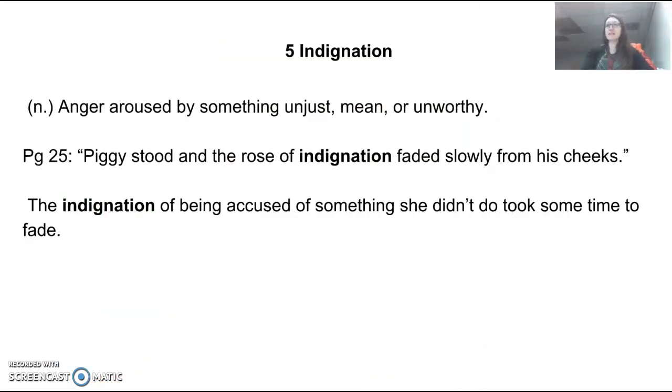Number 5 is indignation. This is a noun, anger aroused by something unjust, mean, or unworthy. Rate your word knowledge for indignation, please. Piggy stood, and the rose of indignation faded slowly from his cheeks. So he was slowly becoming less angry. The indignation of being accused of something she didn't do took some time to fade.